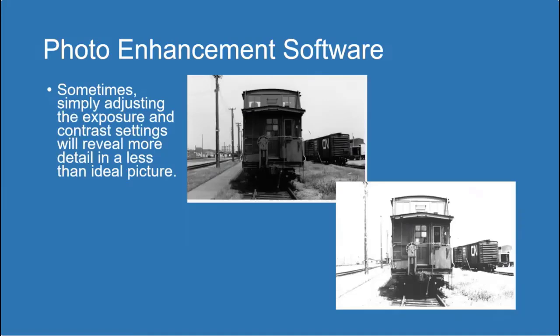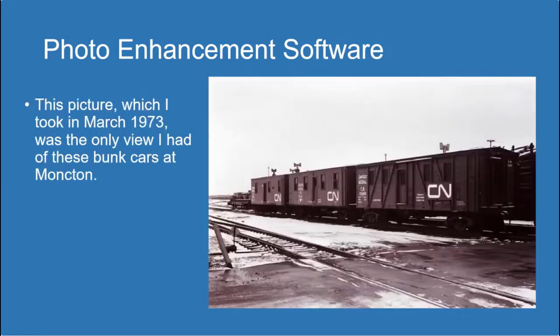So a basic use of photo enhancement software could be just as simple as adjusting the exposure and contrast settings that will reveal more detail in a less than ideal photo. So this CNR caboose, or van as they are called in Canada, is kind of an underexposed, not that great photo, but I've spruced it up here and you can see a lot more of the detail. And keep in mind, we're not entering a photo contest here. We're just trying to get the information so we can make a model.